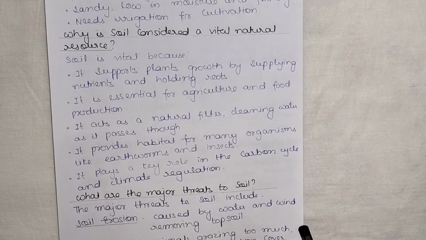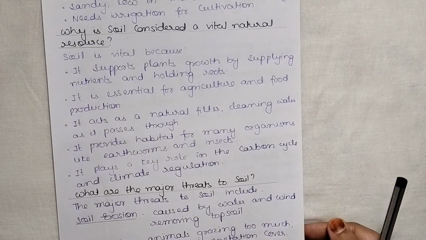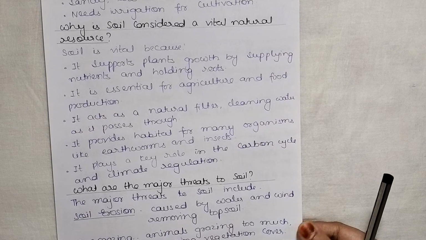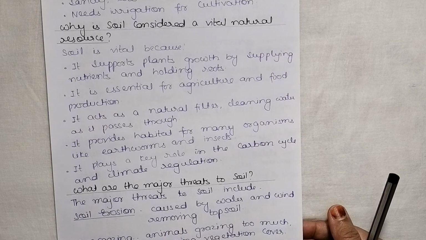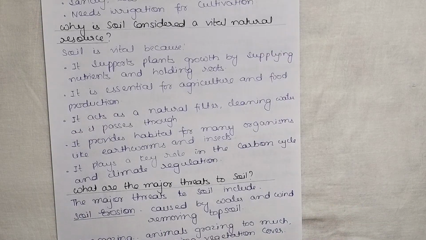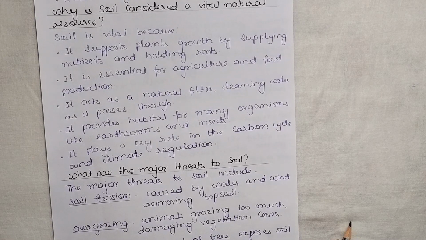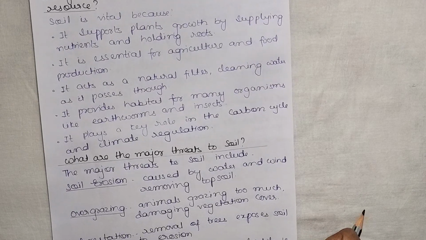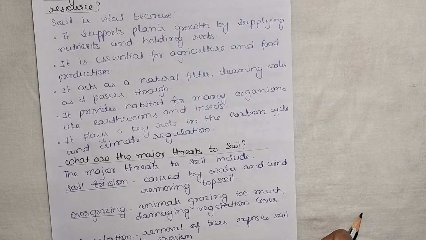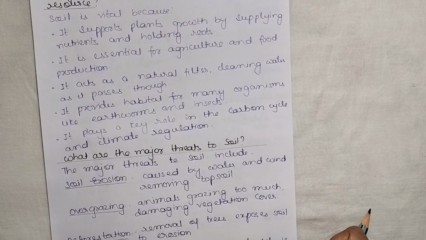Now next, why is soil considered a vital natural resource? So soil is vital because it supports plant growth by supplying nutrients and holding roots. That's why it is important. It is essential for agriculture and food production. It acts as a natural filter, cleaning water as it passes through. It also provides habitat for many organisms like earthworms and insects.